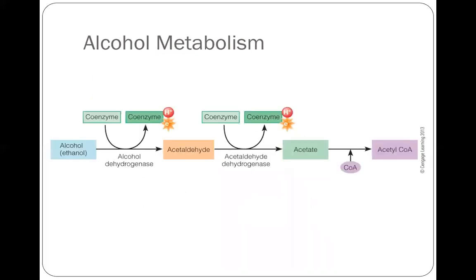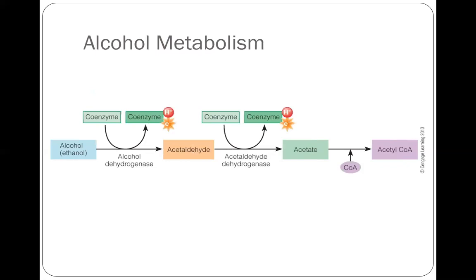This is just another diagram showing the same thing. Ethanol being converted to acetaldehyde, being converted to acetate. Acetate can then be converted to acetyl-CoA, which hopefully you remember acetyl-CoA was a 2-carbon compound and can enter the Krebs cycle or the tricarboxylic acid cycle, the TCA cycle, and produce energy.